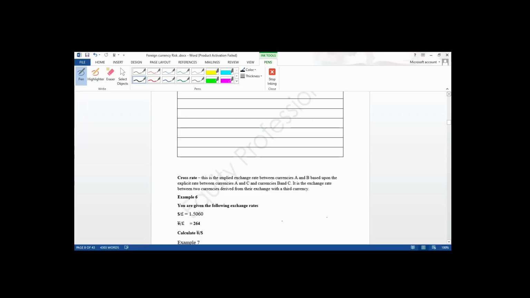Cross exchange rates is the implied exchange rate between two currencies based upon their relationship with the third currency. It is the exchange rate between two currencies derived from their relationship with a third currency.